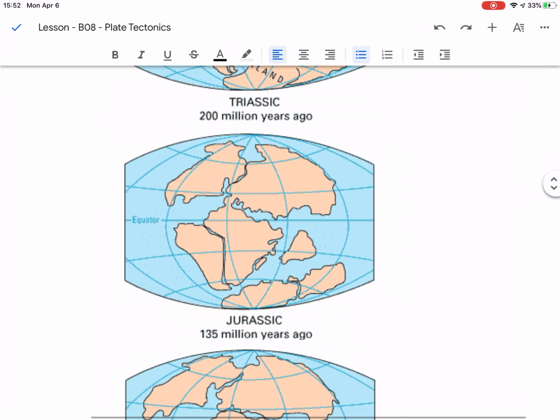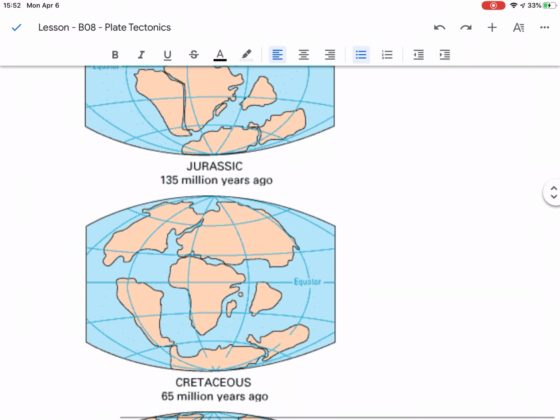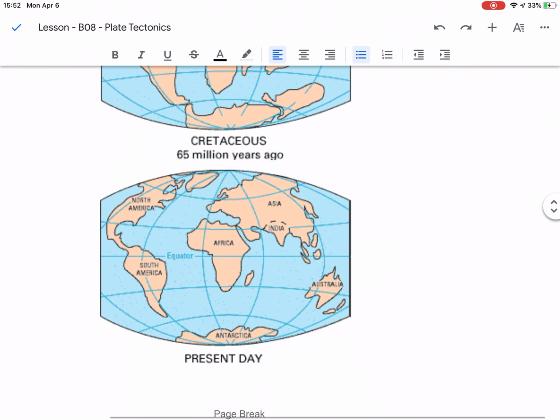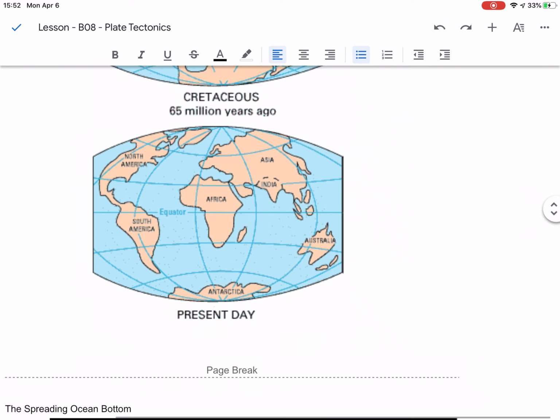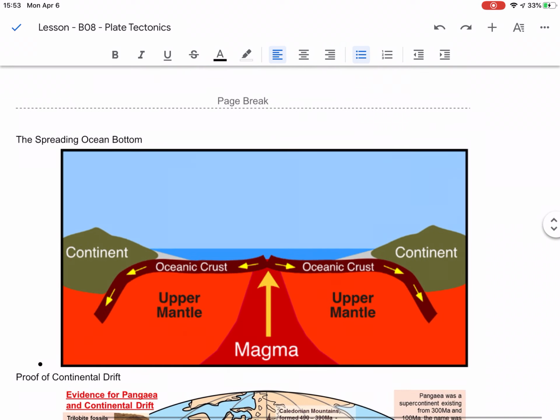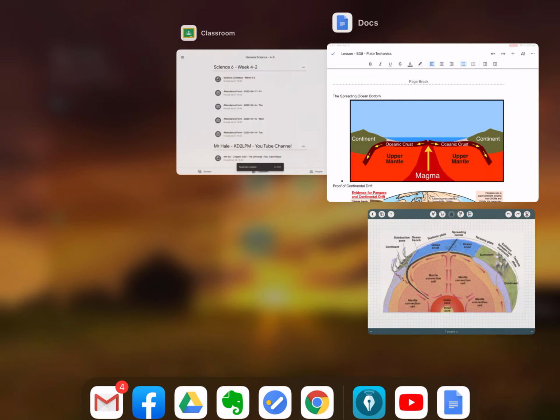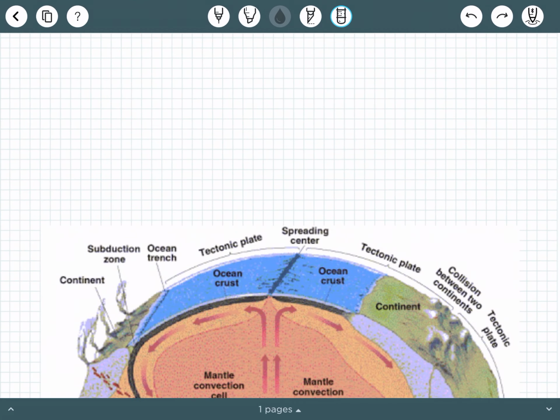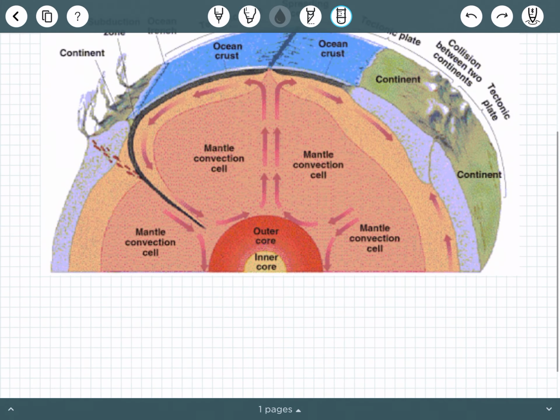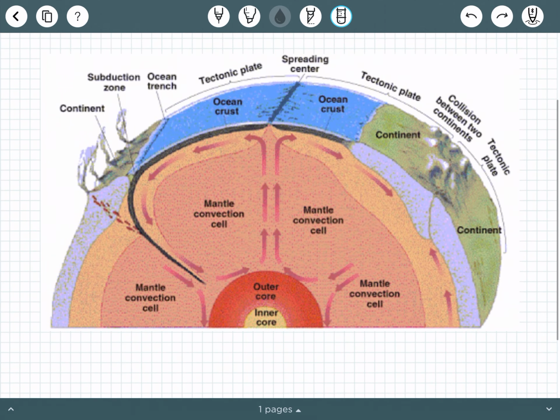Well, what causes these things to move? They move around until you get to the present day North America, Africa, Asia, and so on. So how does that happen? We have this thing called a convection cell, the spreading of the sea floor. Now, I'm going to get you to another picture so we can talk more about this, which is over here. Okay? So here is a picture of the interior part of our planet.